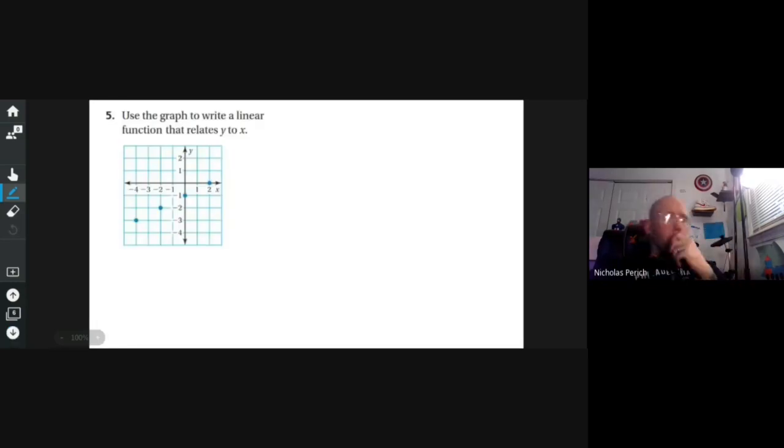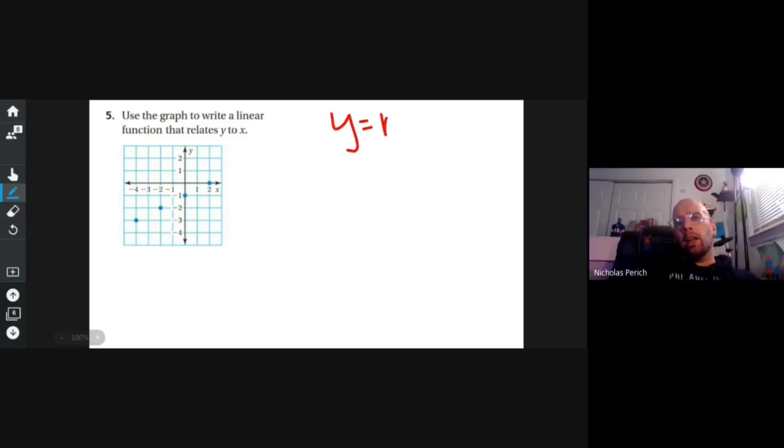Use the graph to write a linear function that relates y to x. All right, I showed you the linreg website, I'm not going to do that here because, again, I know slope-intercept form says that a line looks like y equals mx plus b, where m is the slope and b is the y-intercept. So let's find the slope.